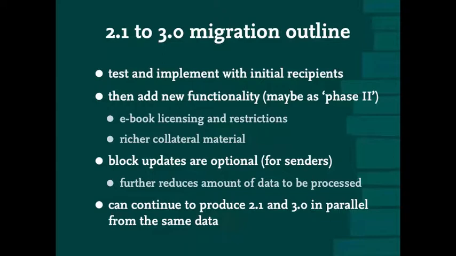And I should say, although we talk about this as a migration, it's not really. You don't have to switch off 2.1. The same data can produce 2.1 and 3 in parallel. So you don't need to arrange for everybody who you deal with to switch on the same day. It's actually not a particularly difficult thing to do to support 2.1 and 3 at the same time. But what does the migration get you?